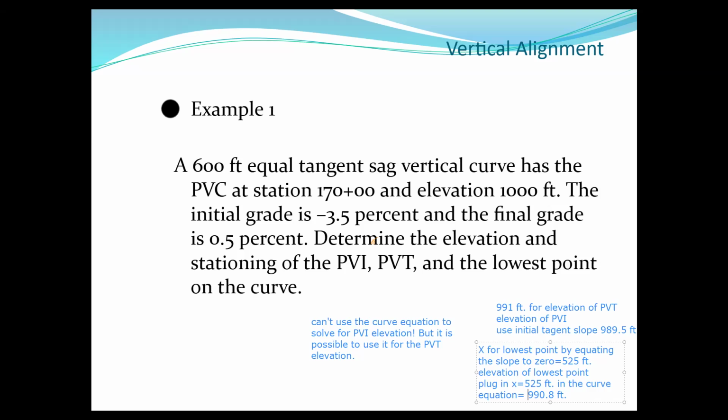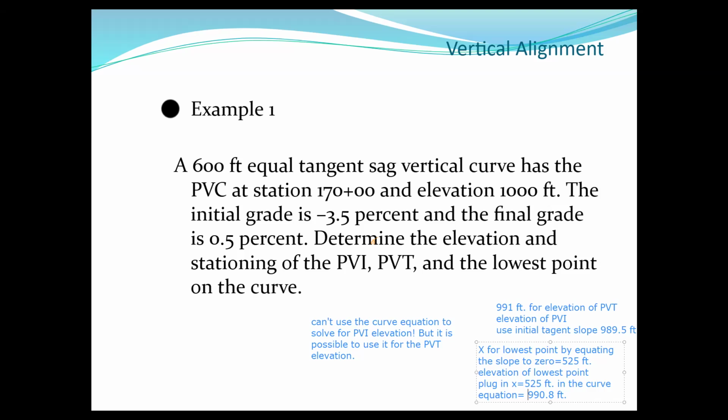Now think about the lowest point. What's so special about the lowest point? The lowest point will have slope 0, right? What does that mean? How much grade would you have changed if you need to arrive at the lowest point? 3.5%, right? You would have changed the grade from negative 3.5 all the way to 0.